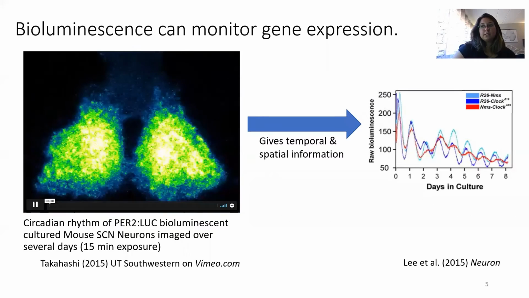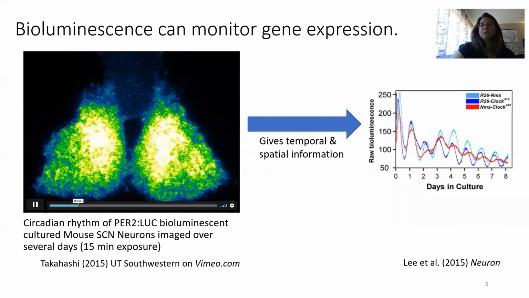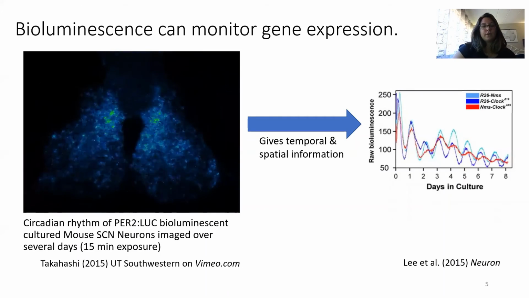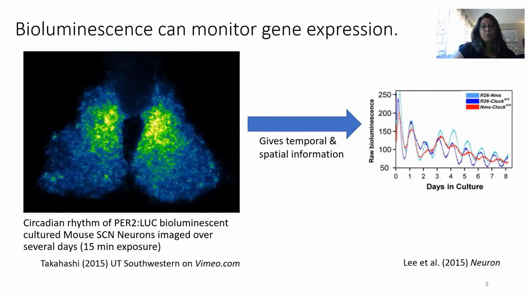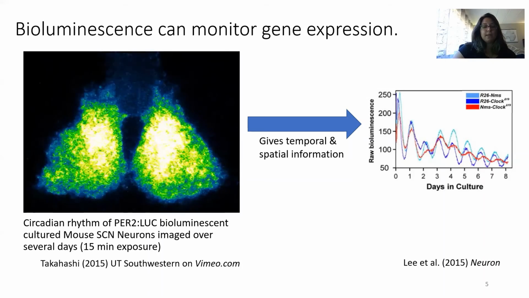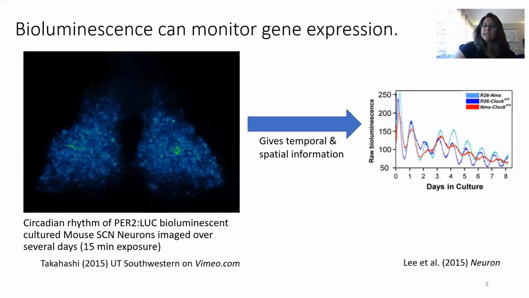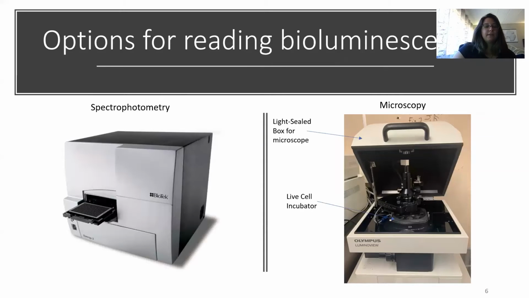Utilizing bioluminescence to monitor gene expression is already pretty commonly used in circadian rhythm studies for mammalian and plant cells. Bioluminescent microscopy gives both temporal and spatial information. So we want to utilize bioluminescent microscopy to monitor macrophage polarization within the tumor microenvironment. I utilized two methods for measuring luminescent intensity for this project: spectrophotometry for temporal information only, or microscopy, which gives both spatial and temporal information.